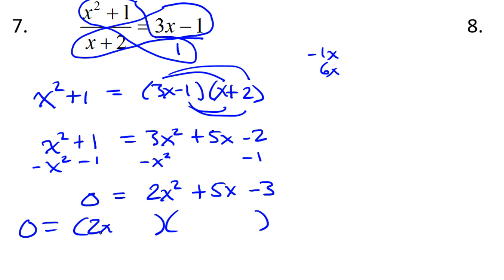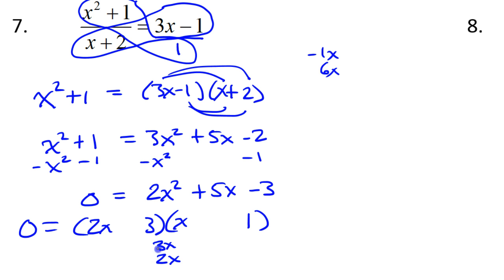2x squared can only be 2x times x. 3 can only be 1 times 3. But maybe it'll be 1 and 3, or maybe it'll be 3 and 1. I think it's going to be the other way around. Alright, inner plus outer equals middle. Inner I have 3x. Outer I have 2x. I'm trying to get a middle of 5x.